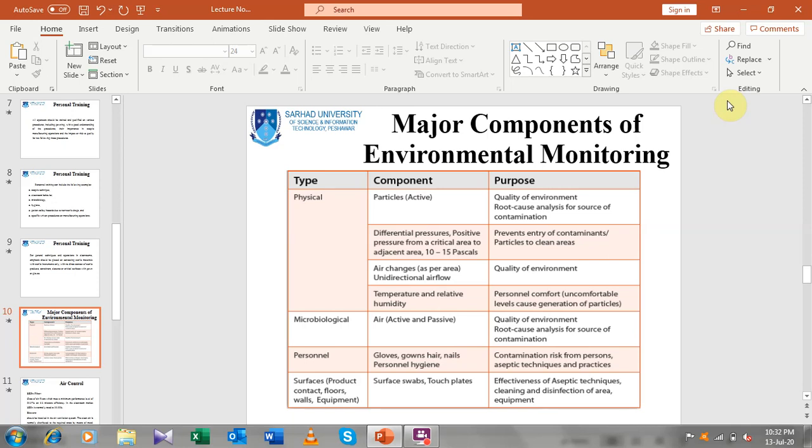The last one is the surfaces: product contact surfaces, floors, walls and equipment. The components of this are surface swabs and touch plates. The purpose of this is to check the effectiveness of the aseptic technique, and of cleaning and disinfection of the area and equipment, by the surface swab test and by the touch plate test. We can check the surfaces, the product contact surfaces, floors, walls and the equipment by using these.